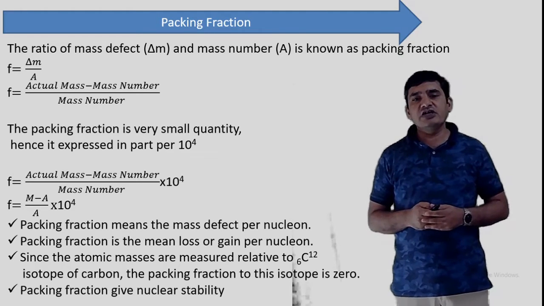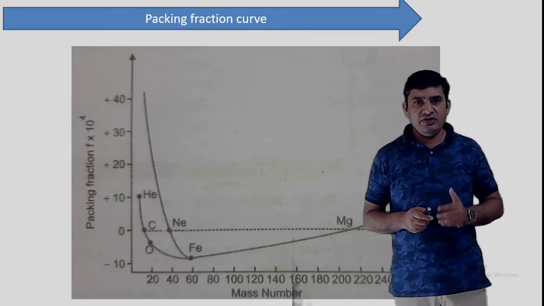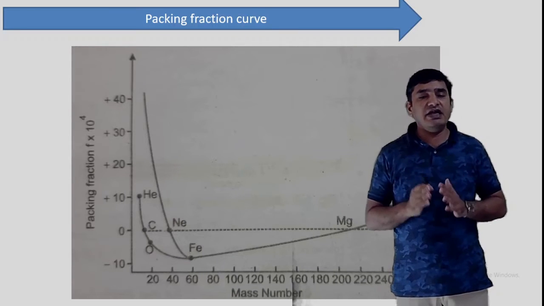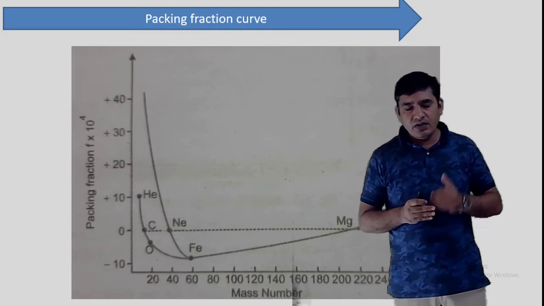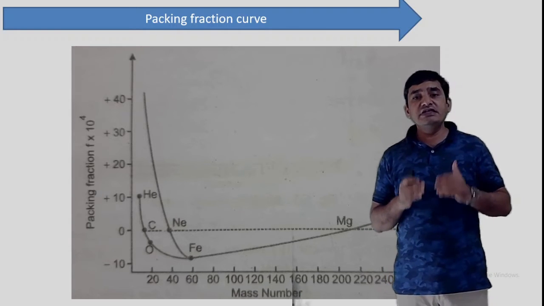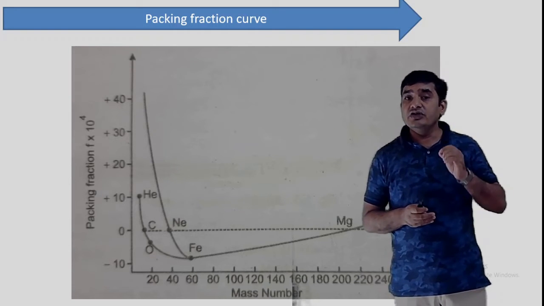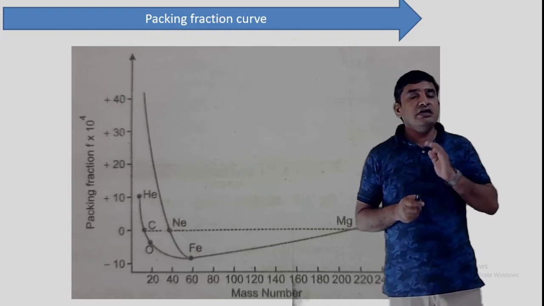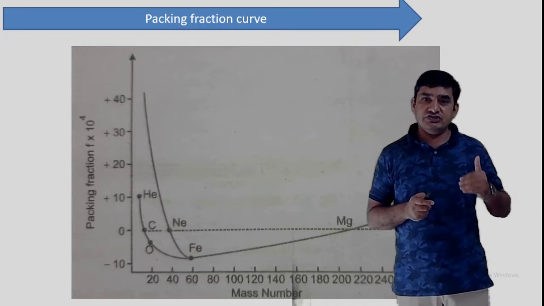Packing fraction gives the nuclear stability. If the packing fraction is negative, it indicates that the nucleus is more stable. If the packing fraction is positive, it indicates that the nucleus is unstable. Here, the packing fraction for carbon is 0.